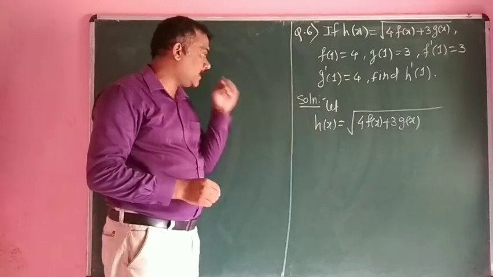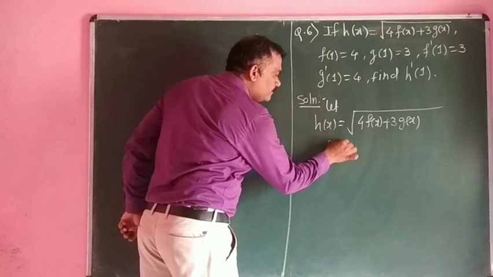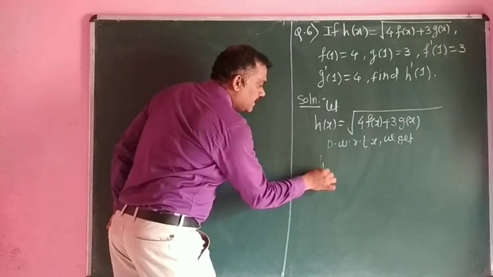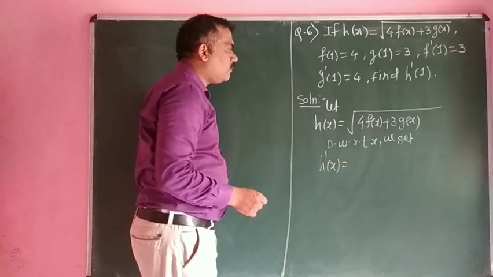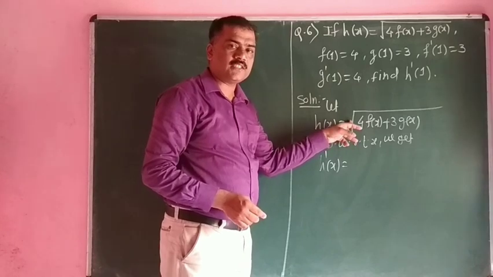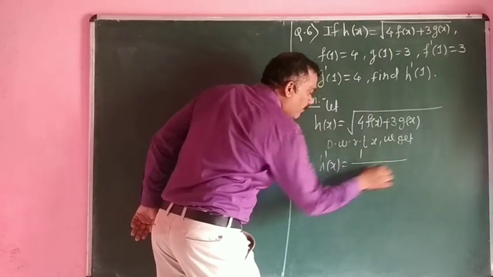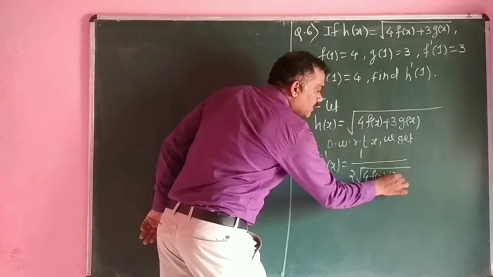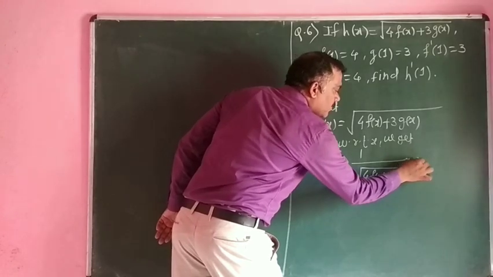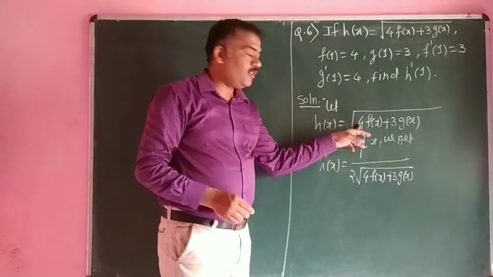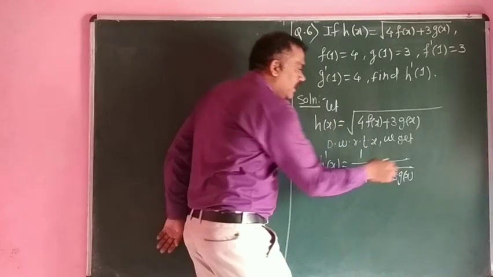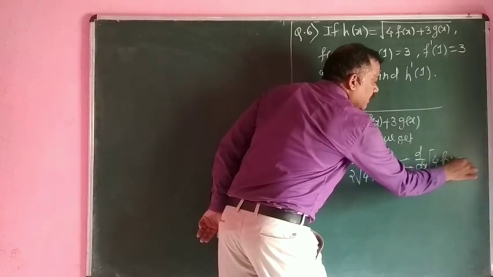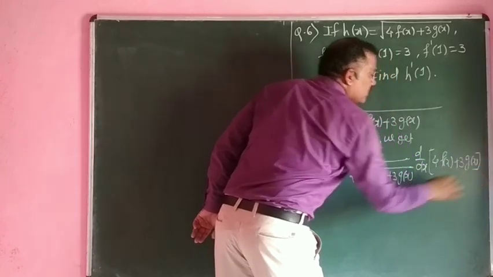So we differentiate with respect to x. We get h dash of x is equal to, first we take the derivative of this root. What is the derivative of root x? 1 upon 2 times root x. Instead of x here, 4 times f of x plus 3 times g of x, into the derivative of 4 times f of x plus 3 times g of x.